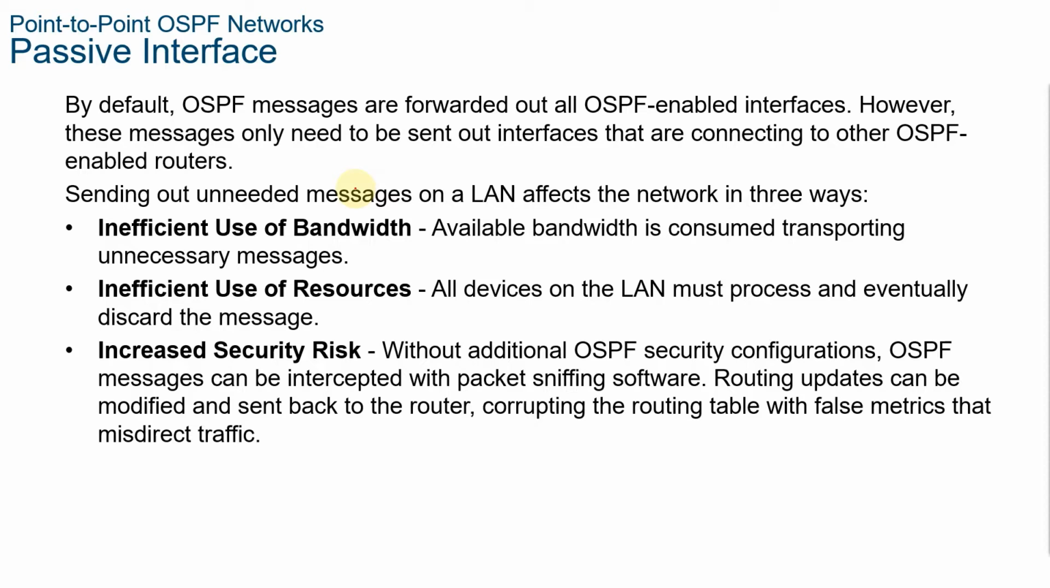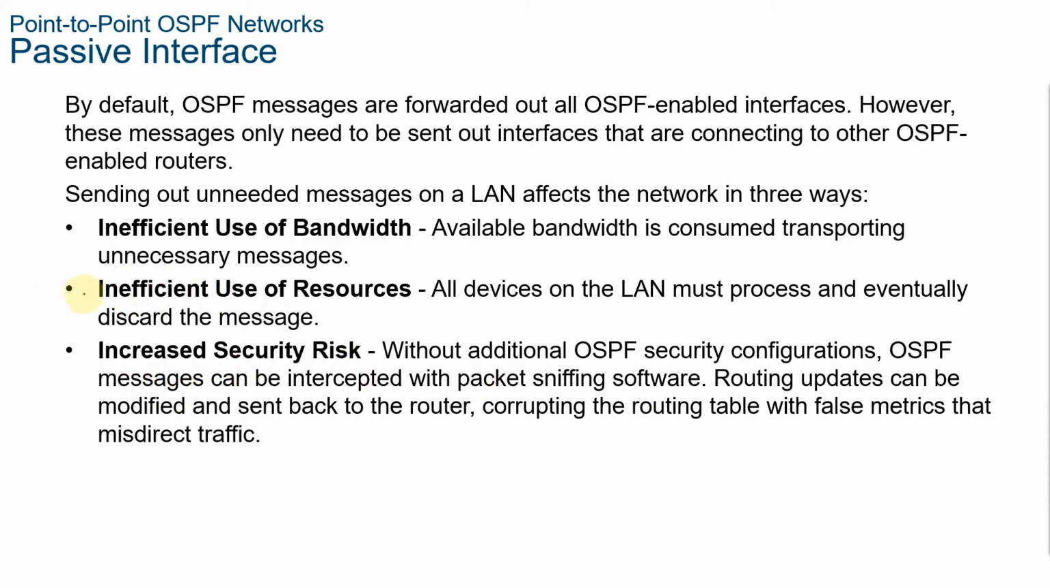OSPF version 2 messages are forwarded out 3 loopback interfaces, even though no OSPF version 2 neighbor exists on these simulated LANs. In a production network, these loopbacks would be physical interfaces to networks with users and traffic. Sending out unneeded messages on the LAN affects the network in 3 ways. First, inefficient use of bandwidth. Available bandwidth is consumed transporting unnecessary messages. Next would be inefficient use of resources.